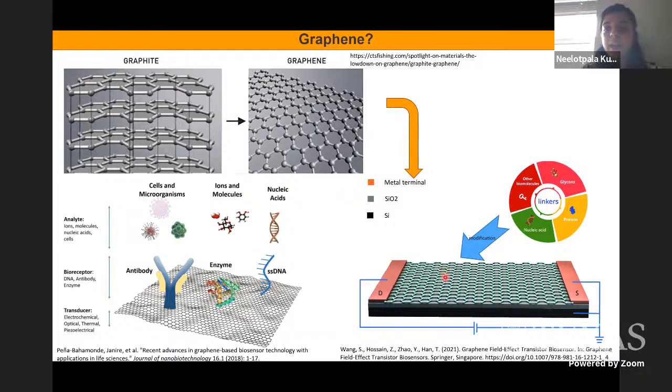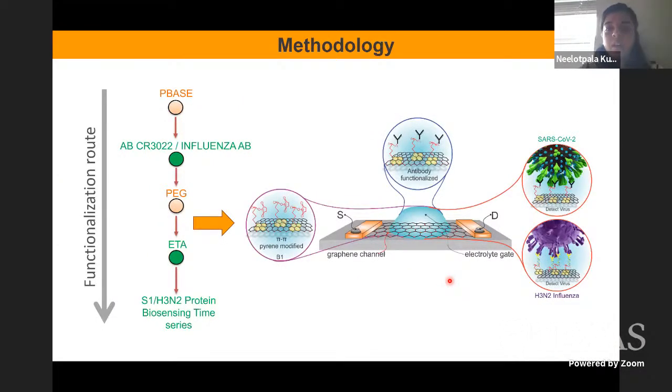In our case, we have decorated or modified the layer of graphene with antibodies. Since our interest is COVID and flu, we have decorated the surface of graphene, the FET, with flu antibodies and COVID antibodies, and then depending on the response of the device, we can tell whether the person is suffering from COVID or flu. So just a brief methodology on how this device is being constructed and functionalized.